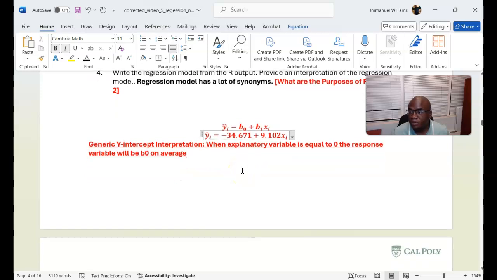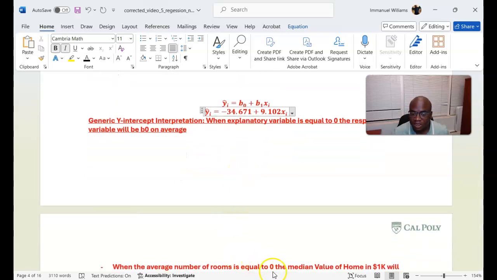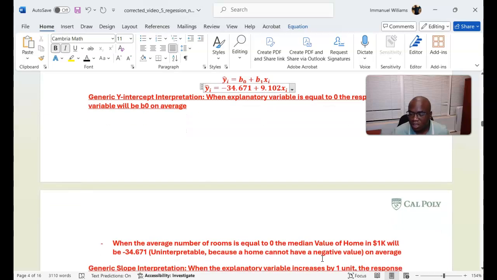When the explanatory variable, the average number of rooms, is equal to 0, the median home value in 1K will be -34.671, which is not interpretable because you can't have a home that's valued at -34.67, nor can you have an average number of rooms being 0. So you can't interpret that. Make sure you provide your interpretations when it doesn't make sense for you to actually have that 0 value.